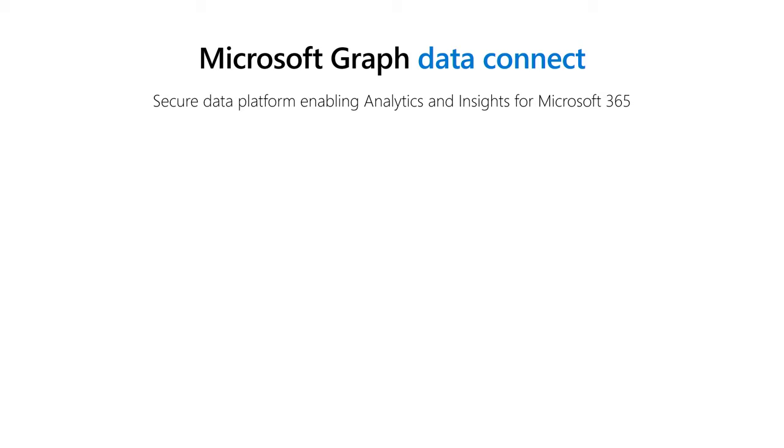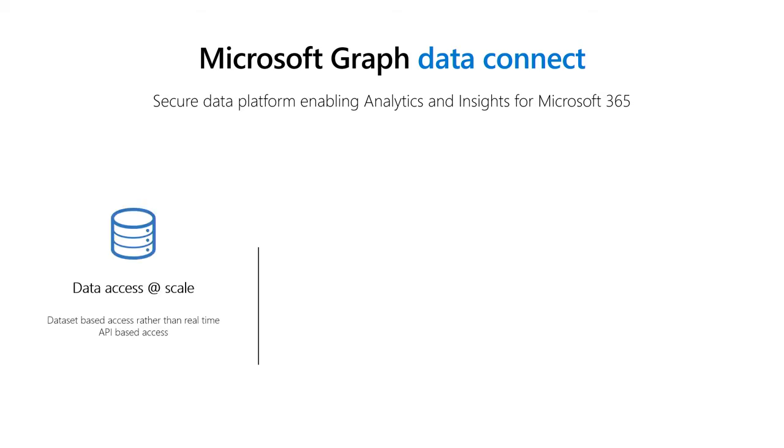We like to talk about Graph Data Connect with three pillars. The first one is the one I've been talking about: dataset-based access instead of the transactional-based access that you get with the graph today. With the graph APIs, you have to make a call for every user, get authentication for every user, and get this data out for every user one by one.